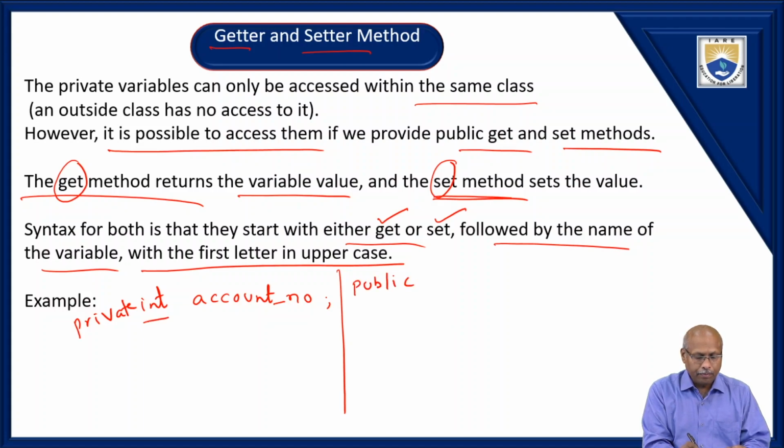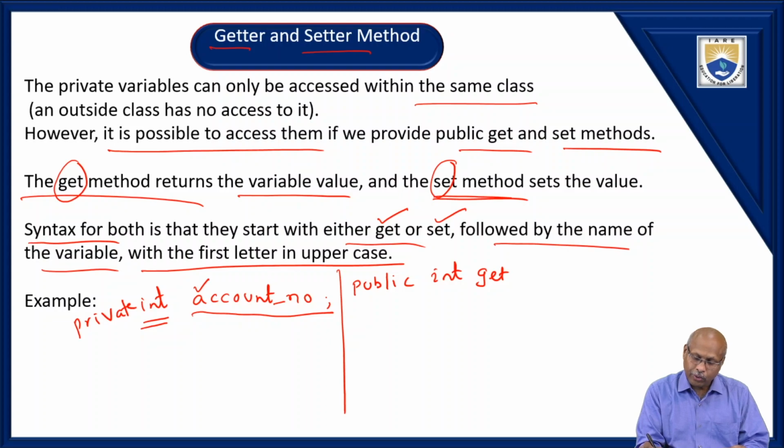What is the data type? Int. Public int get. See, as per the syntax, they must start with get or set followed by the name of the variable with the first letter in uppercase. Get, what is the variable name? Account number. The account number's first letter is A, so make A uppercase: getAccountNumber.